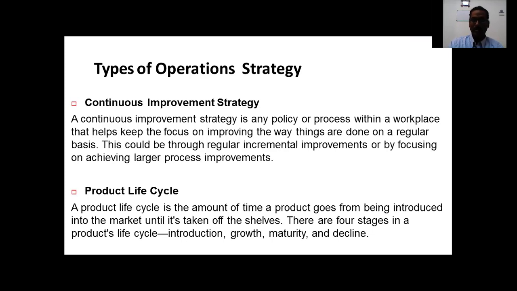Then again, the types of operation strategy: continuous improvement strategy. These are more concerned with the quality of the product, the features of the product, and what happens in producing or processing the product. So how can we improve? This is a quality one. A continuous improvement strategy is a policy or process within a workplace that helps keep the focus on improving the way things are done on a regular basis.